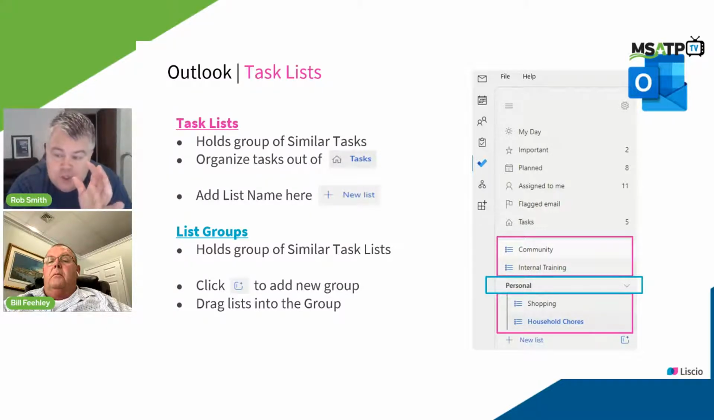Now, the two below, shopping or household chores, are more personal in nature. So what I did there was I created a list group, moved the shopping list and the household chores list underneath my personal group. Okay. How do you do that? I'm going to show you in just a sec.